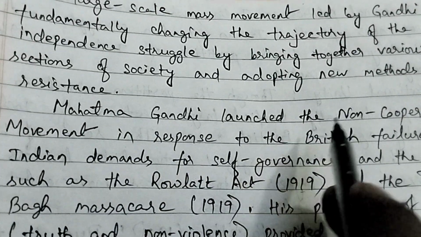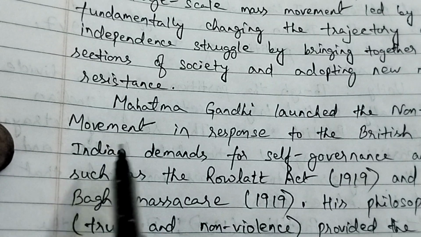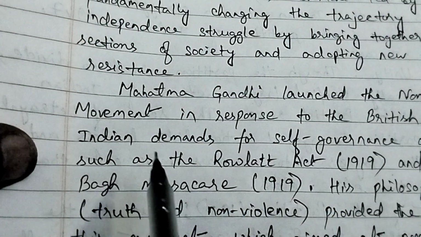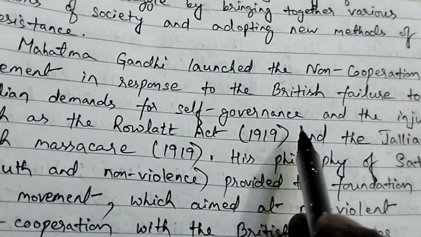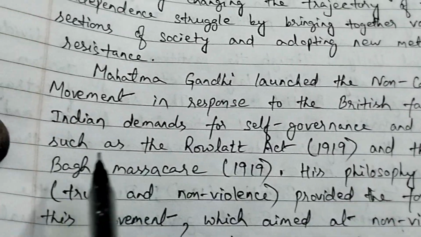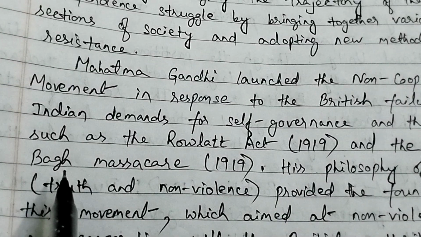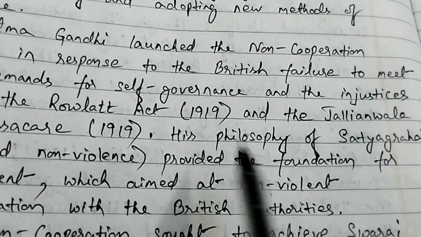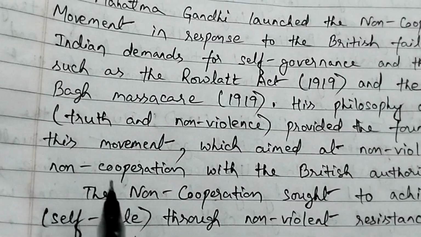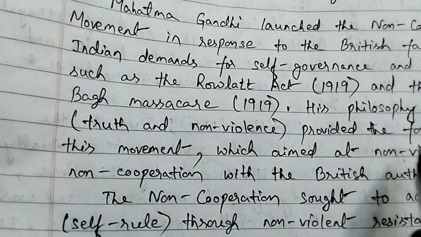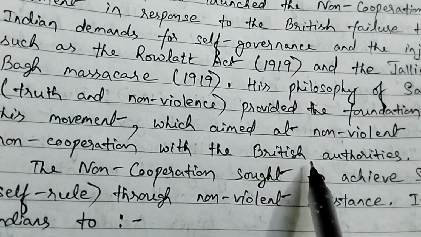Mahatma Gandhi launched the non-cooperation movement in response to the British failure to meet Indian demands for self-governance and the injustices such as the Rowlatt Act 1919 and the Jallianwala Bagh Massacre 1919. His philosophy of Satyagraha (truth and non-violence) provided the foundation for this movement, which aimed at non-violent non-cooperation with the British authorities.